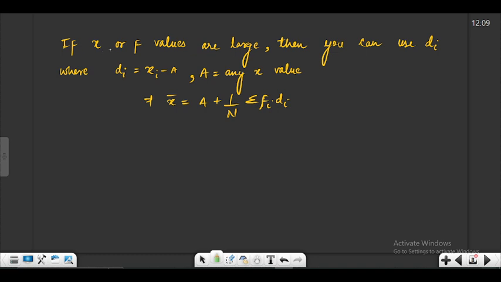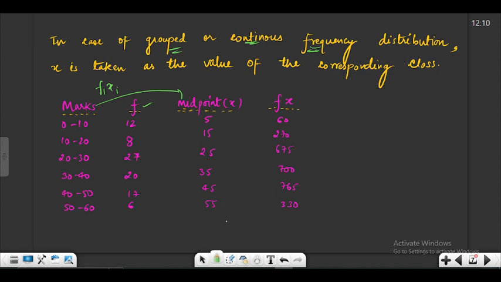And if x or f values are large, then you can use di. So suppose the x values are very large and it is hard to do the calculation, then you can create a variable di, which is given by xi minus a, where a is a term from the list of xi itself. Okay, like here is your exercise, so you can suppose or assume that this is your a, then you can create a di which is xi minus a.